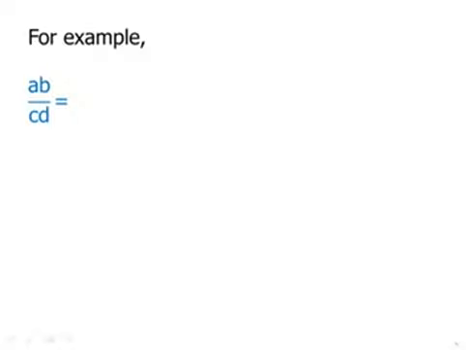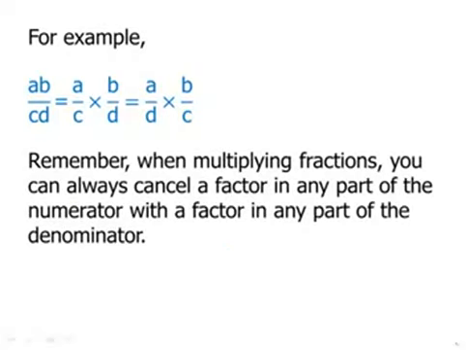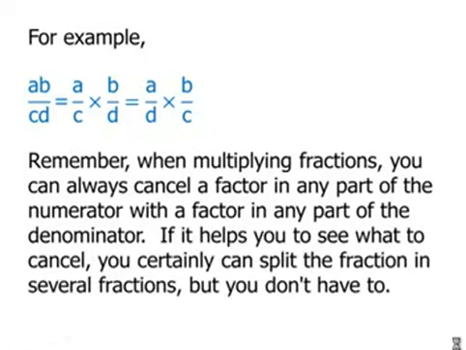For example, if we have A times B over C times D, we could write this as a over c times b over d, or we could write this as a over d times b over c. In other words, we could reorganize it as long as what's in the numerator stays in the numerator and what's in the denominator stays in the denominator. The order doesn't matter. Remember, when multiplying fractions, you can always cancel a factor in any part of the numerator with a factor in any part of the denominator.